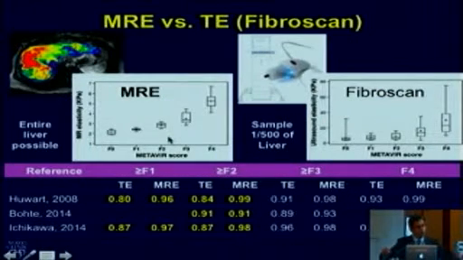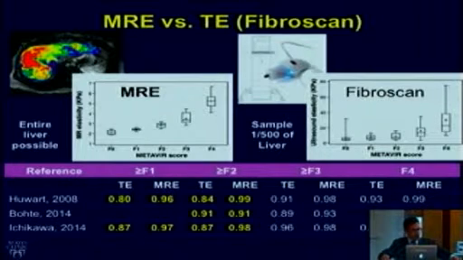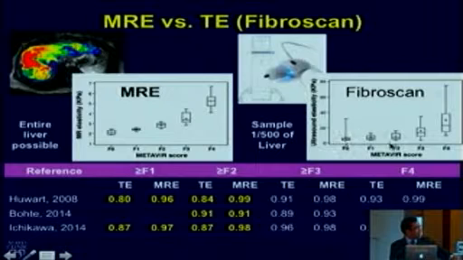An important question, I think everybody would be wondering: how does MRE fare in comparison to transient elastography or FibroScan? Now, the basic technique difference is that the FibroScan samples only about 1/500th part of the liver, but with MRE, potentially we can scan the entire liver. And you can see that there's quite a bit of an overlap with the FibroScan stiffness, which is measured with the transient elastography, as compared to that with the MRE.